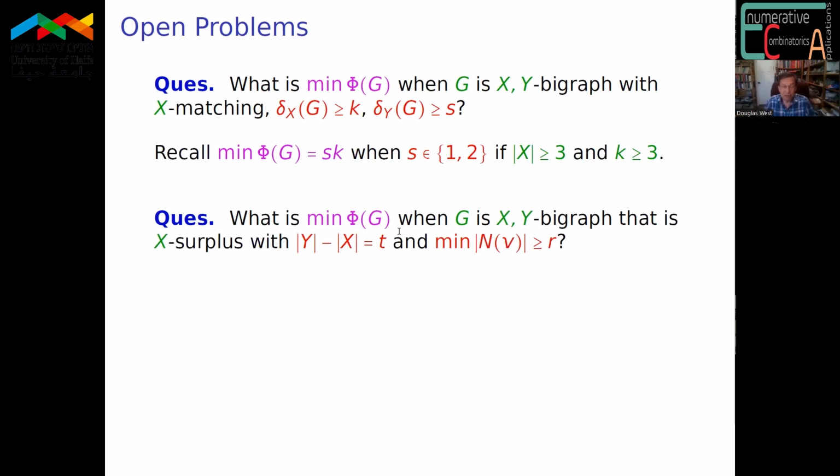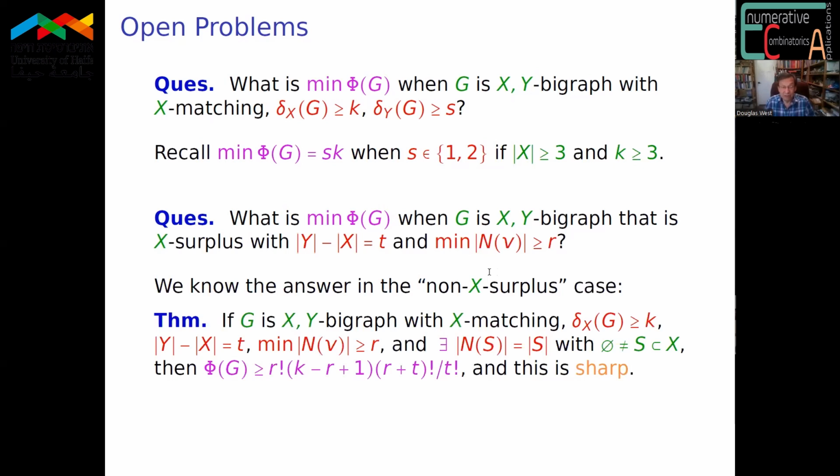Another open problem: what is the minimum number of maximum matchings when we have an XY bigraph that's X surplus, with the difference between the parts being T vertices, and every vertex having at least R neighbors? So the theorem I didn't prove for you said we know the answer to this when R is 2. We also know the answer in the non-X surplus case.